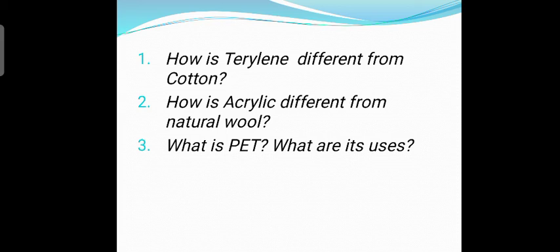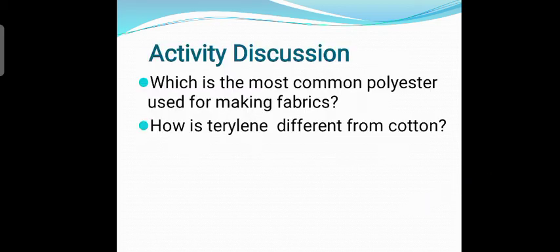Students, copy these questions in your notebook and read the section on polyester and acrylic from your Exit content book. And after that, try to answer these questions. The questions are: how is terylene different from cotton? How is acrylic different from natural wool? What is PET? And what are its uses? For performing this activity, you can pause your video and after resuming the video again, let's have a discussion about this.